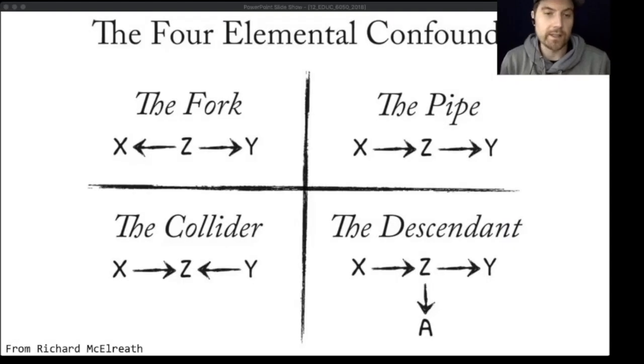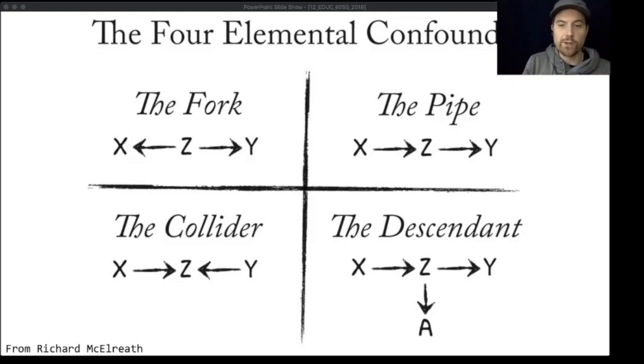The fourth one, the collider, is very different than the others. It is essentially saying that both X and Y cause Z. So any relationship that there is between X and Y is only connected if we have Z in there. If we don't have Z, then X and Y are no longer connected. They're just independent of each other. For all of these others, the fork, the pipe, and the descendant, we have to control for Z. In the collider, we actually don't.